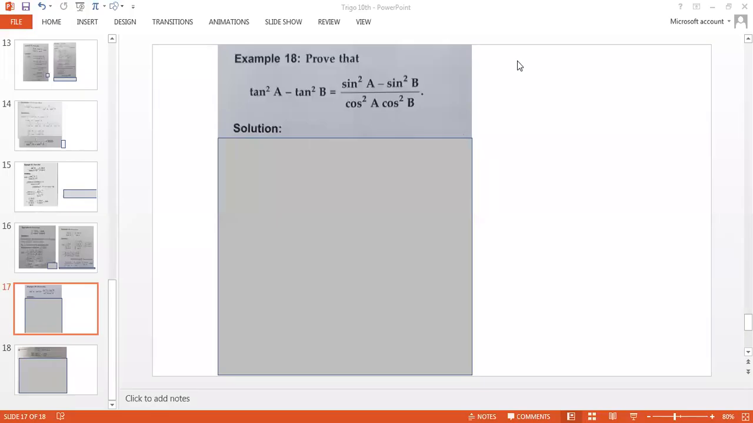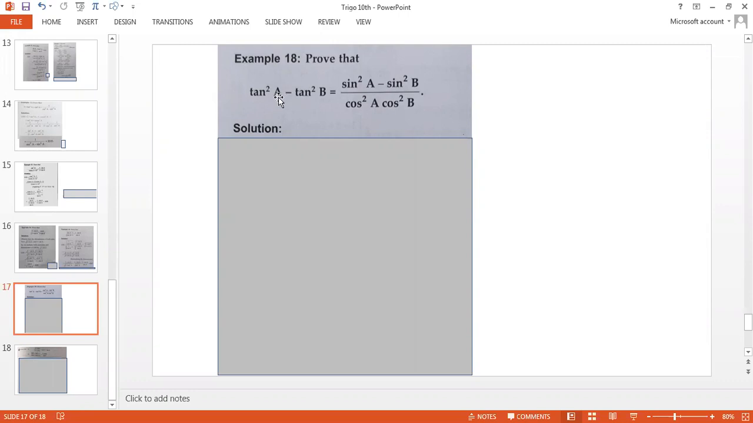Can be done. So student, this is one another sum. Tan square A minus tan square B is equal to sin square A minus sin square B upon cos square A into cos square B. We'll have to prove.